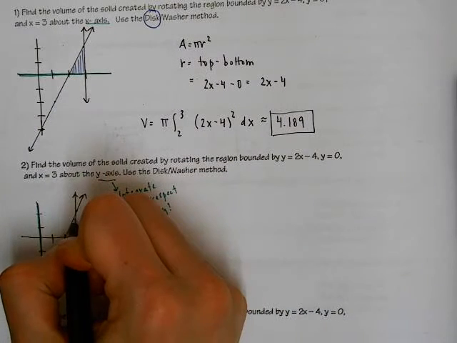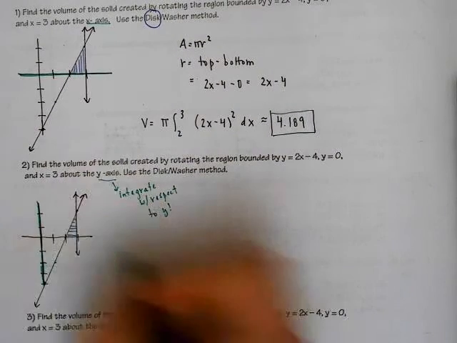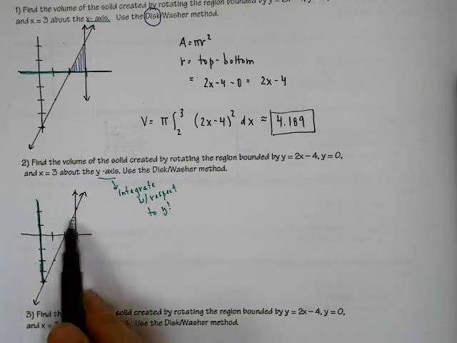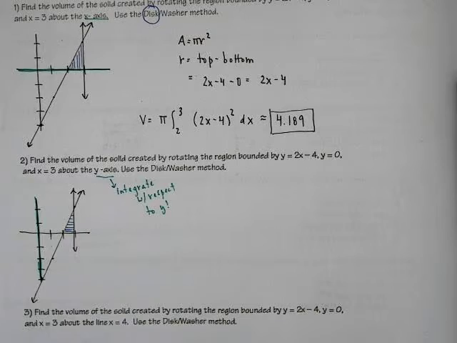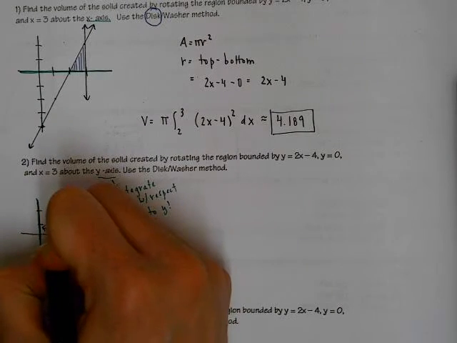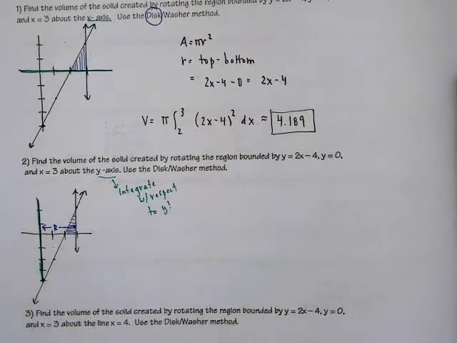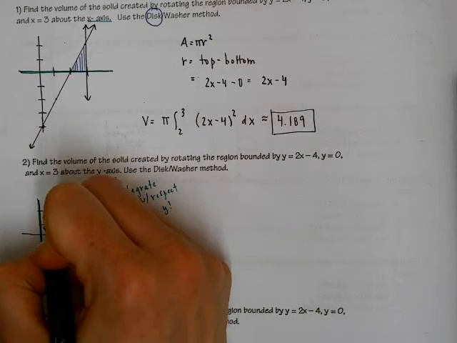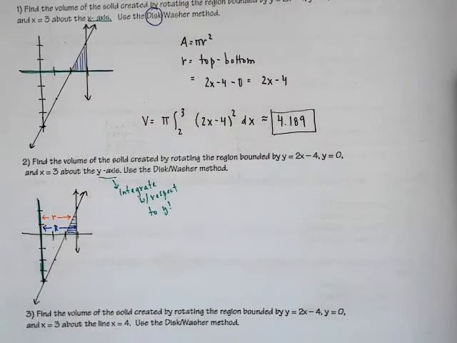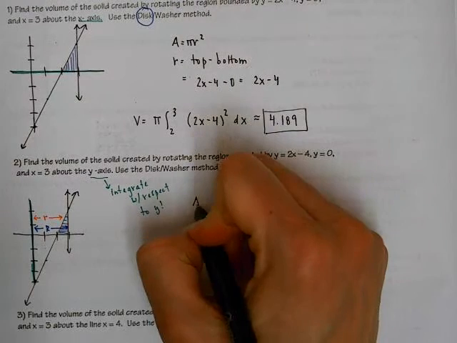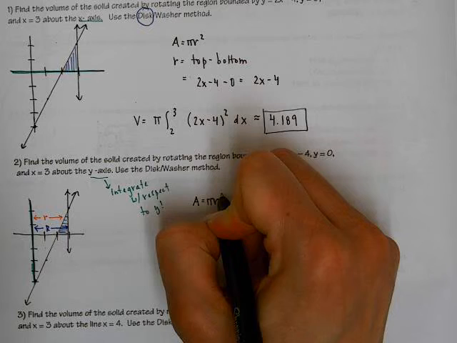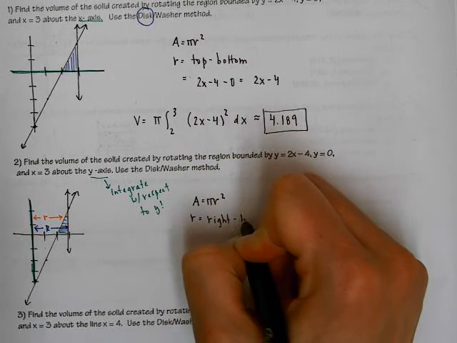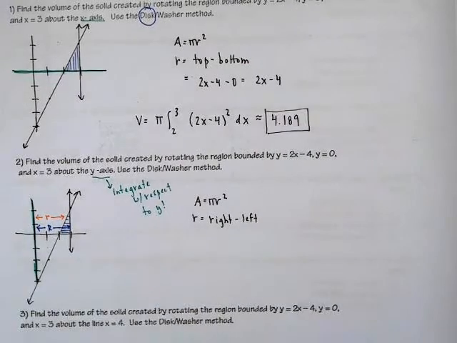Now, here's what I'm noticing. There's that same region, but now you can see in between this region and this axis is a whole bunch of blank space. So I'm going to need two radii. One that spans that whole distance from right to left, and one that just accounts for that blank space that we're going to have to subtract. So I still have A equals pi r squared. My r is right minus left. So I have to look at my two radii.